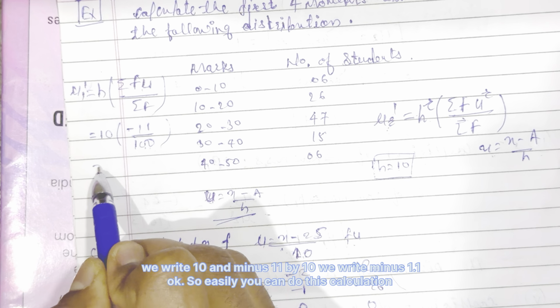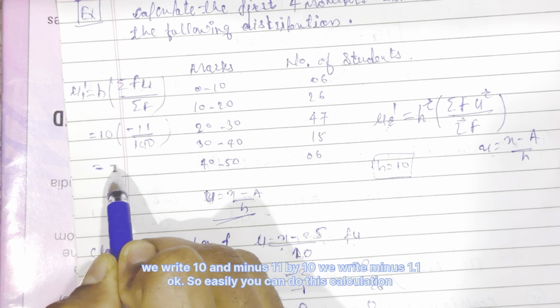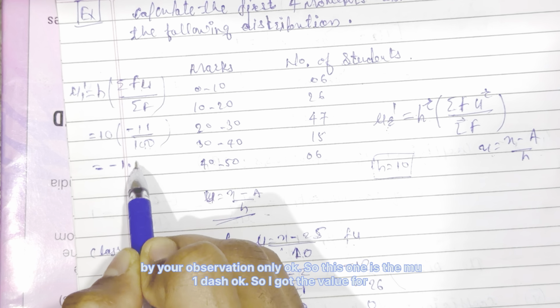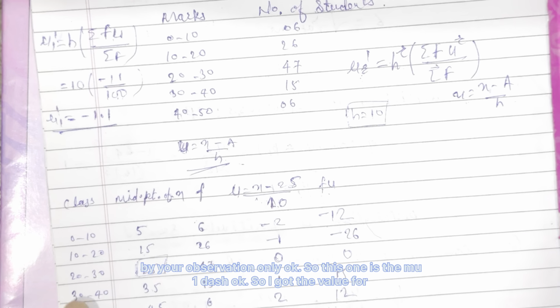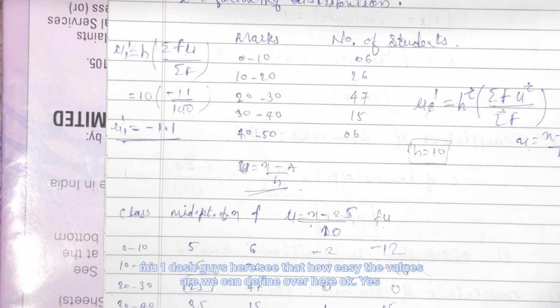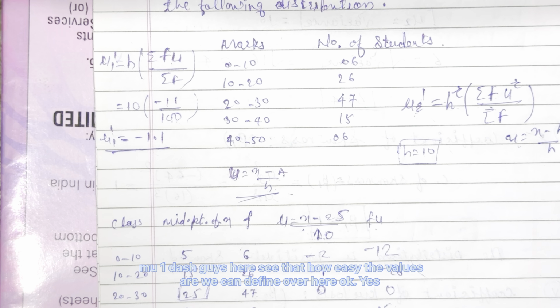Easily you can do this calculation by observation only. So this one is mu1 dash. I got the value for mu1 dash here. See how easy the values are, we can define them over here.